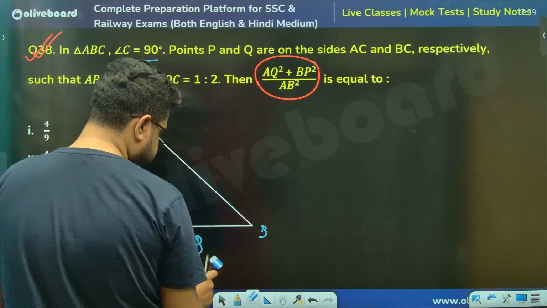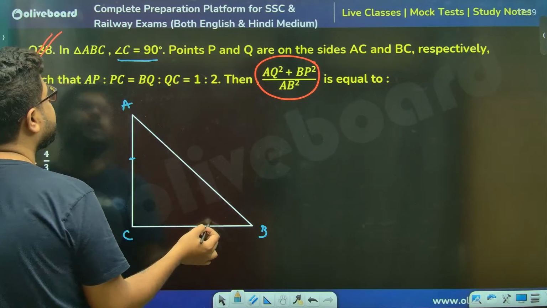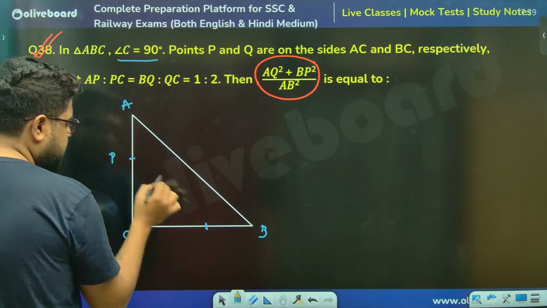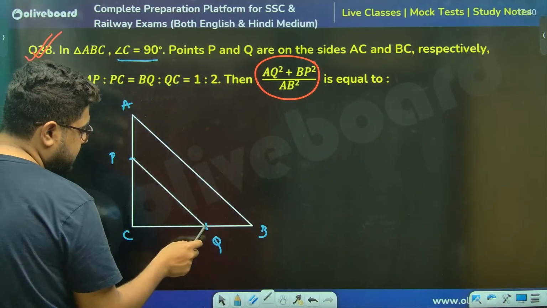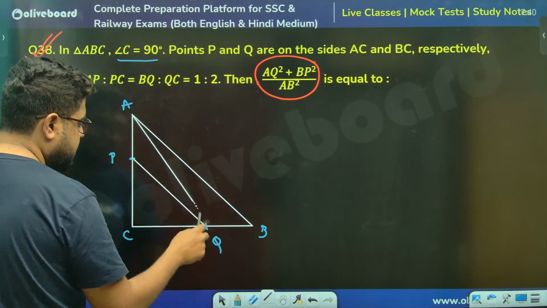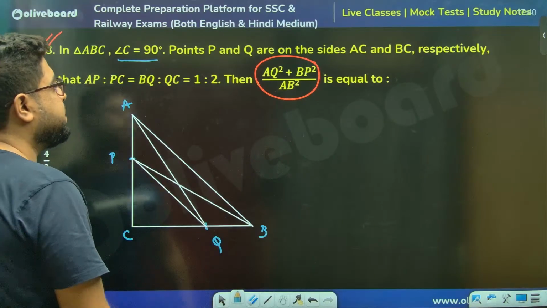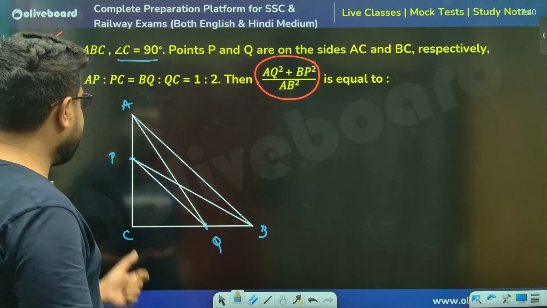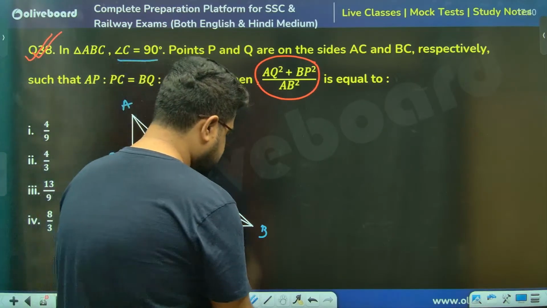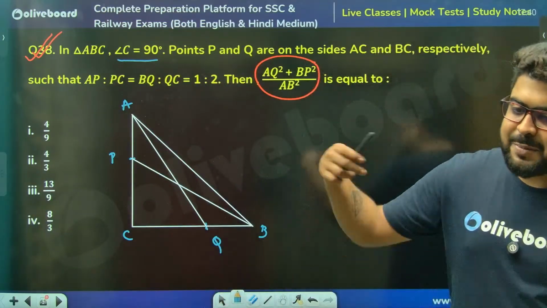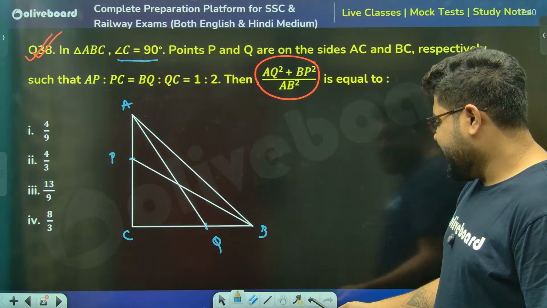Sir, do one thing. In that case, AP by PC means, move this a bit higher. And BQ by QC, yes sir. It looks better now. This is a CGL Mains question, sir. Now AQ square plus BP square by AB square. Let's remove this, sir. I don't need it, so I am not drawing it because I'll use the property directly. But again, for that, it's better we have that.